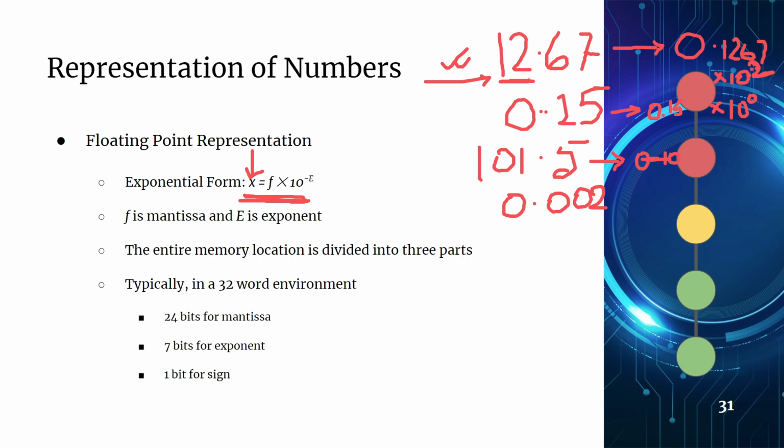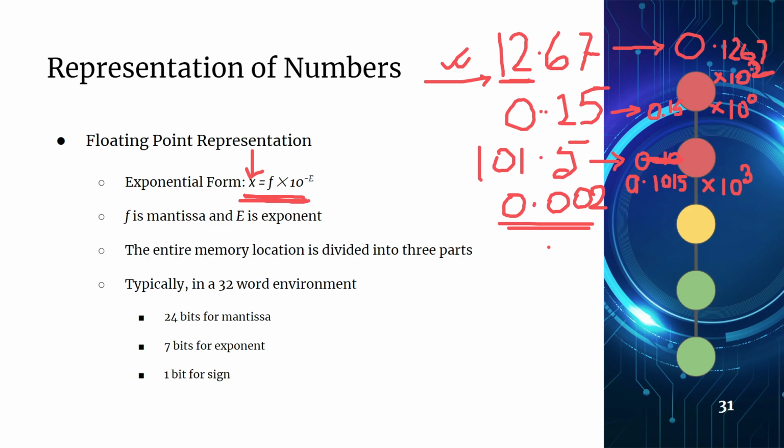For 101.5, we can say that we can convert it into 0.1015. Now you see I have shifted it 3 digits to the right, so I'm going to multiply it by 10 to the power 3. Essentially the number remains unchanged, and over here we have a different situation.